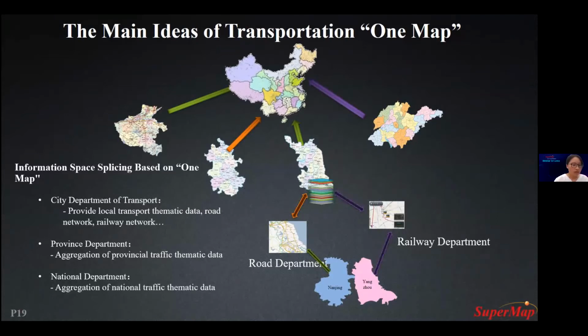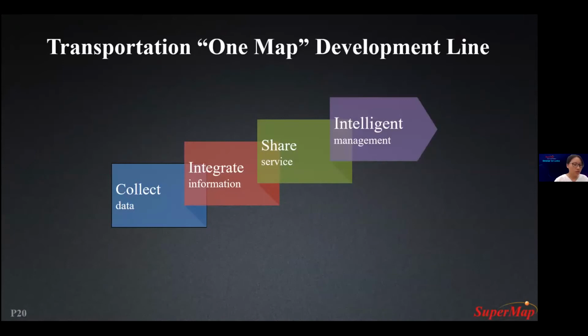So the main idea of Transportation One Map can be understood like this. The business information integration of each region can be spliced in space to achieve a complete picture. This vertical business integration and horizontal regional splicing spatial information framework is called One Map. The steps to realize One Map integration are data collection, information integration, service sharing, and finally realizing intelligent management through cloud technology.